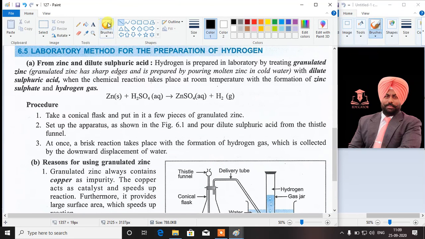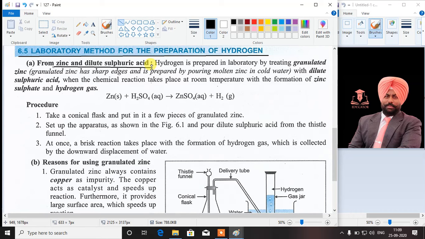In this video, we are going to discuss a few topics from the chapter Study of the First Element, that is Hydrogen, from the book A New Approach to ICSE Chemistry, class 9th. The topic we are going to start with is the Laboratory Method of Preparation of Hydrogen Gas. In the laboratory, hydrogen gas is prepared generally by treating zinc with dilute sulfuric acid.